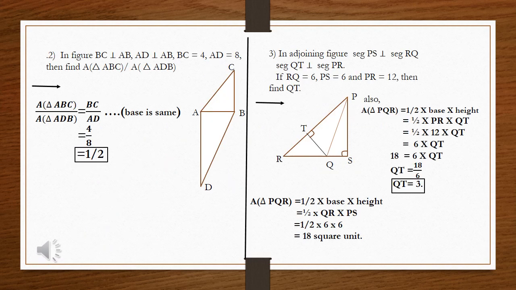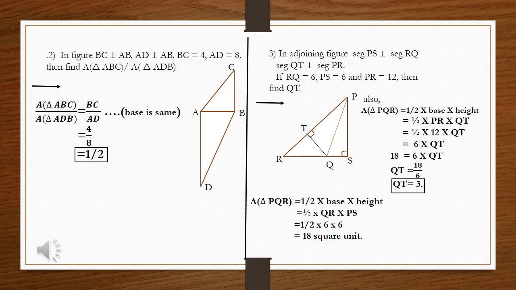Let us take another example. In the figure, BC is perpendicular to AB, AD is perpendicular to AB, BC equal to 4, AD equal to 8. Then find the ratio of area of triangle ABC upon area of triangle ADB.